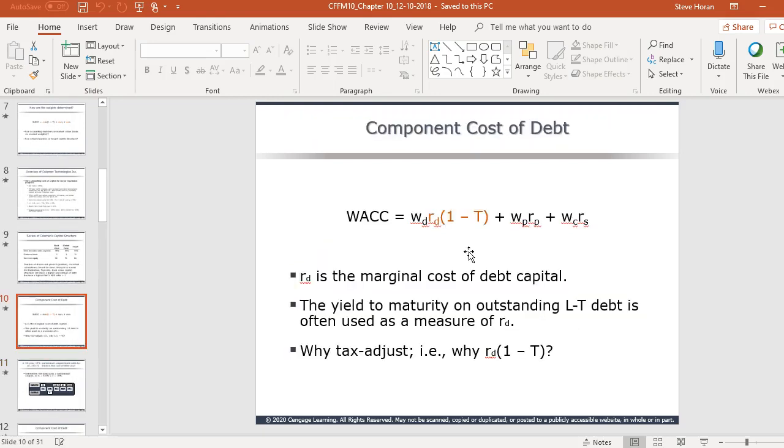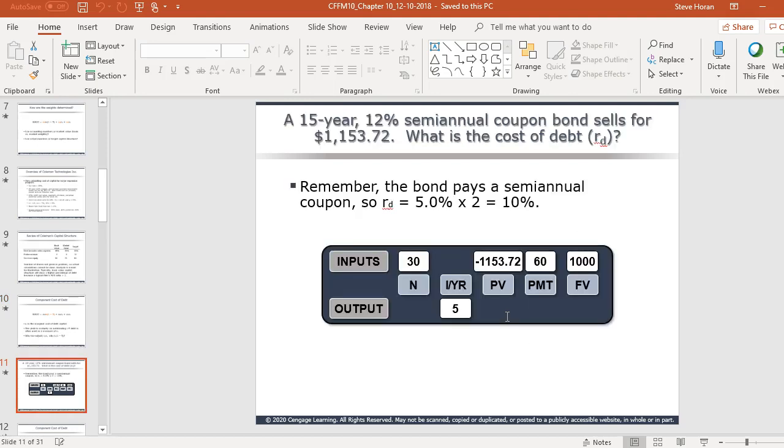And I've mentioned why debt is tax affected. It is because interest on debt is tax deductible for corporations. So I get a tax benefit by having debt and paying interest. Okay, then the second slide just shows us how to calculate the R sub D.